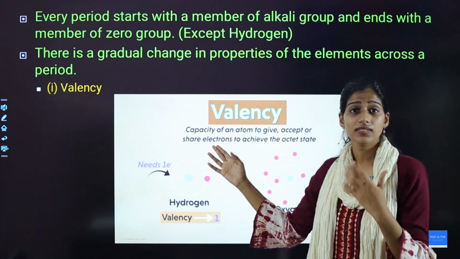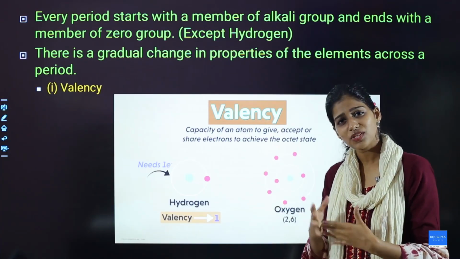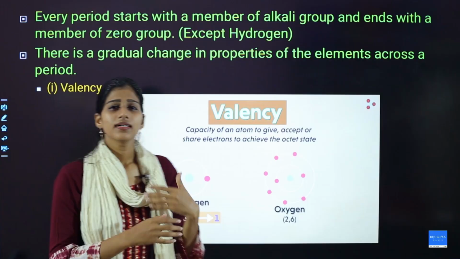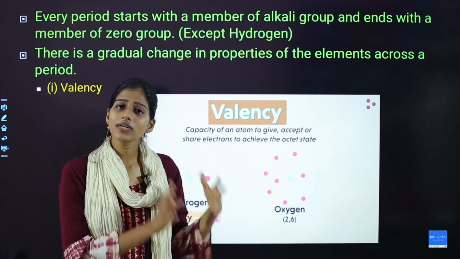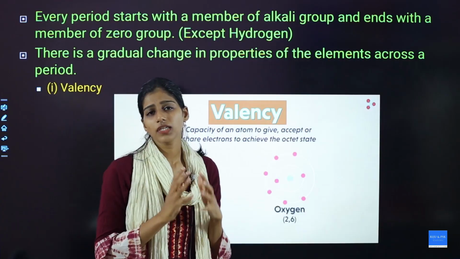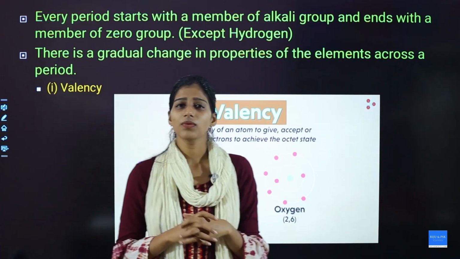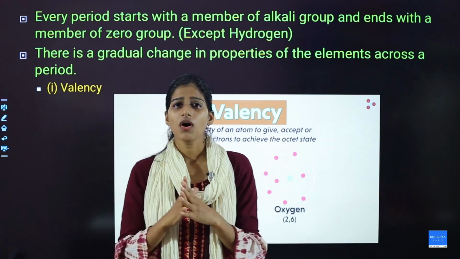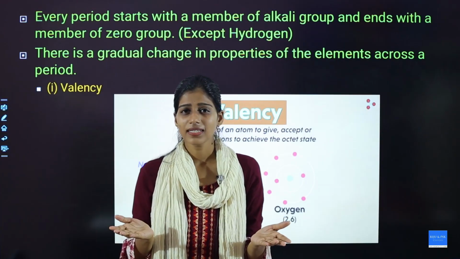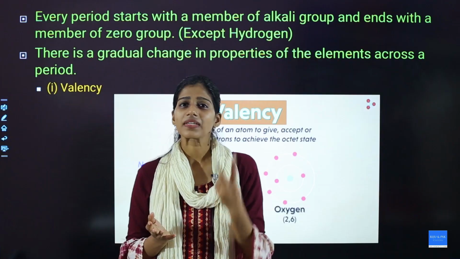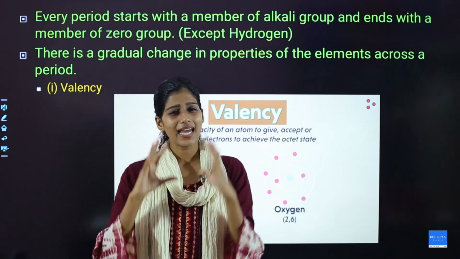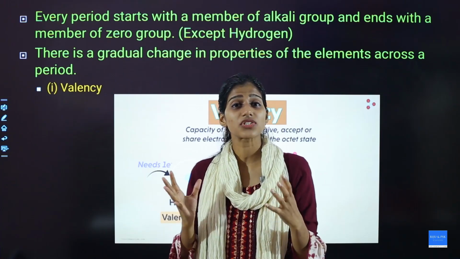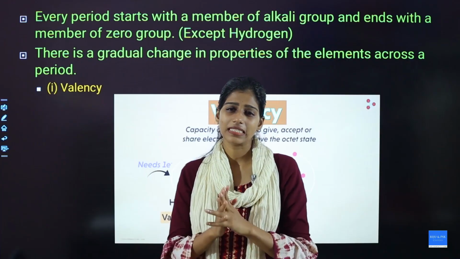As you know, valency is the capacity of an atom to give, accept or share electrons in order to achieve stability, or the octet state. So, when you consider oxygen, remember its position. Oxygen has 6 electrons in the valence shell, so it requires 2 more electrons to attain stability. As oxygen needs 2 more electrons to achieve the octet, which is the stable configuration, the valency of oxygen is considered to be 2.